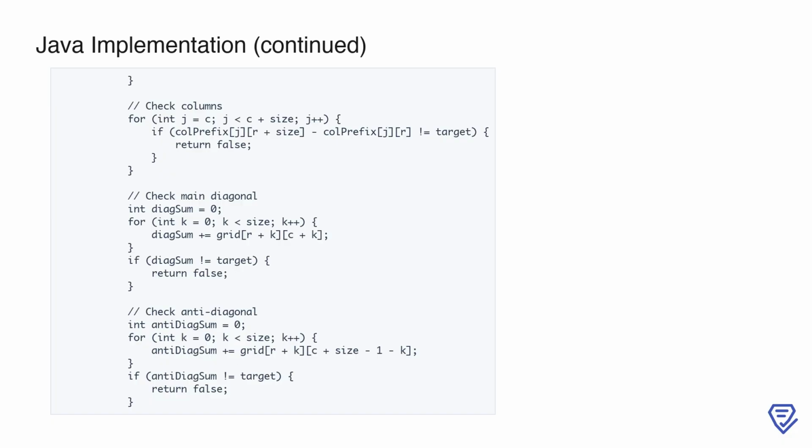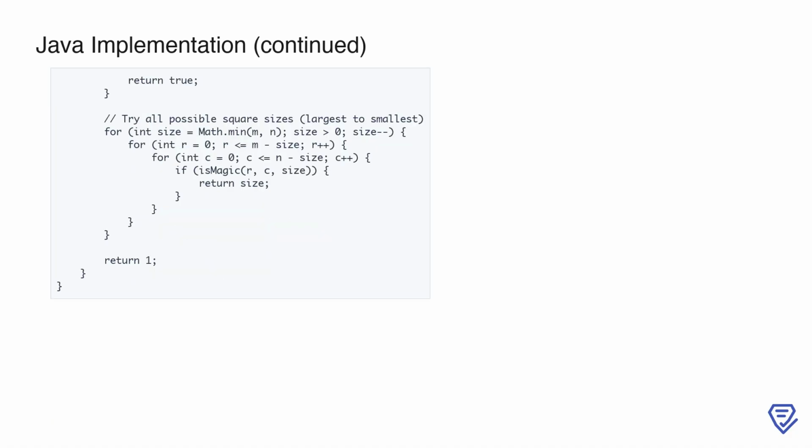Similarly, we check the anti-diagonal, which runs from the top right corner to the bottom left corner. As with the main diagonal, the sum of these values must equal the target for the square to qualify as magic. If either diagonal check fails, the method returns false, indicating that the current square does not meet the requirements of a magic square. Finally, the method returns true if all the conditions for a magic square are satisfied.